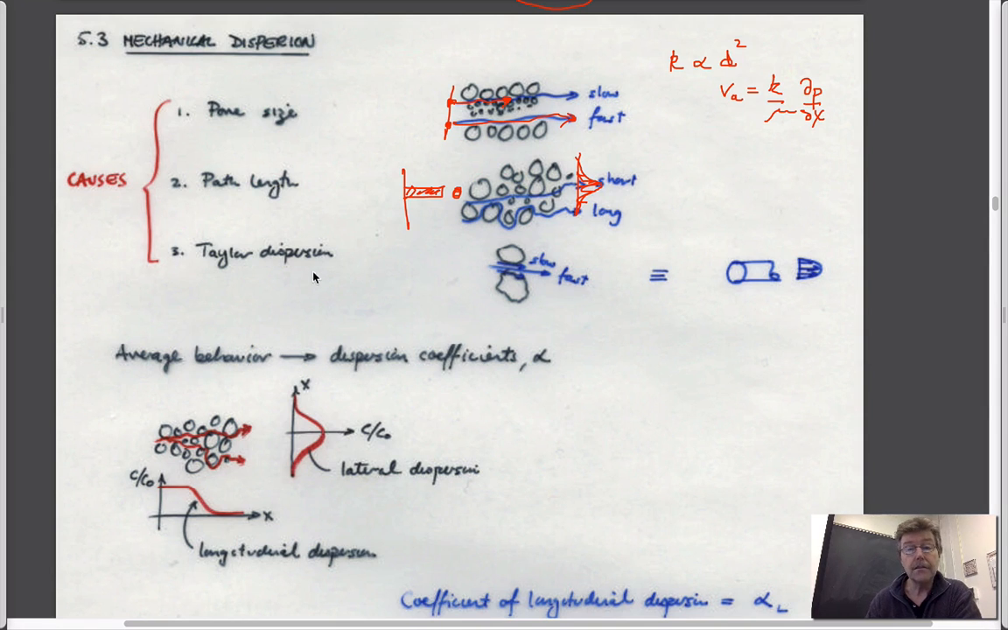And the third effect that we can think about is something called Taylor dispersion. And Taylor dispersion is basically the idea that if you take a pore throat and you think of that pore throat as being a capillary tube, then what we know about capillary tubes is if you look at the velocity distribution across that pipe, it looks like this, right? It's 0 at the edges where it's attached to the glass wall of the capillary tube, and it's a maximum in the middle. We can get an expression for it.